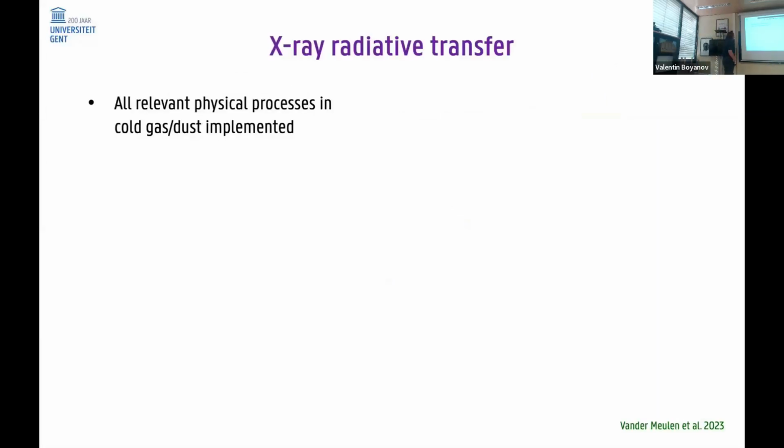But I want to tell you something more about other things you can do with SKIRT, things we've been working on in the past years, because it started as a dust radiative transfer code, but it has now developed into a more generic Monte Carlo code. And one of the things we've been working on is X-ray radiative transfer. So we have implemented what we think are all the relevant physical processes in cold gas, dust, and gas. That means absorption by atoms, fluorescent line re-emission, Compton scattering, and so on.